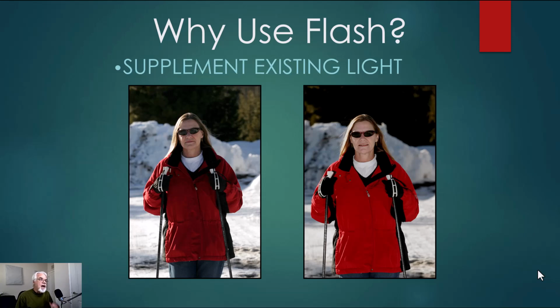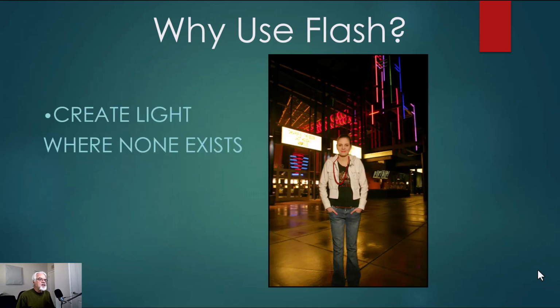So here's an example of supplementing existing light. On the left, we have a woman, and you can see the sun hitting the side of her head. And the exposure on the front of her is not bad, but when you add flash, look what she looks like with the picture on the right. Here's an example of where this young lady would be a silhouette against those neon lights, but by adding flash on the front of her, she's now normally exposed against that background.